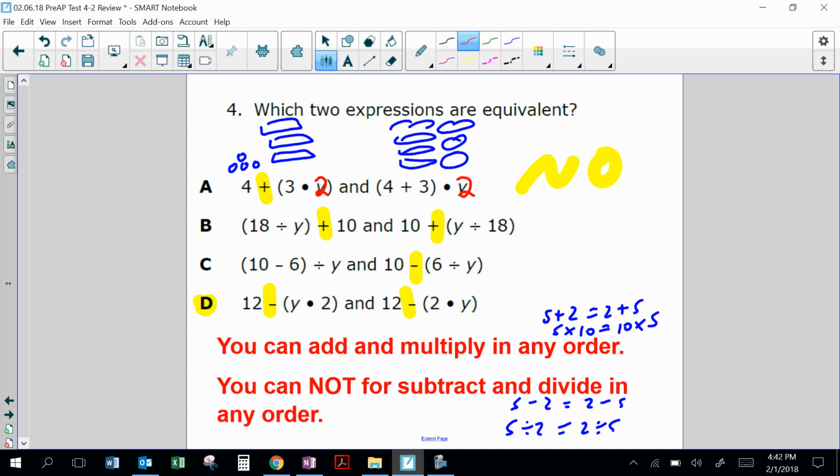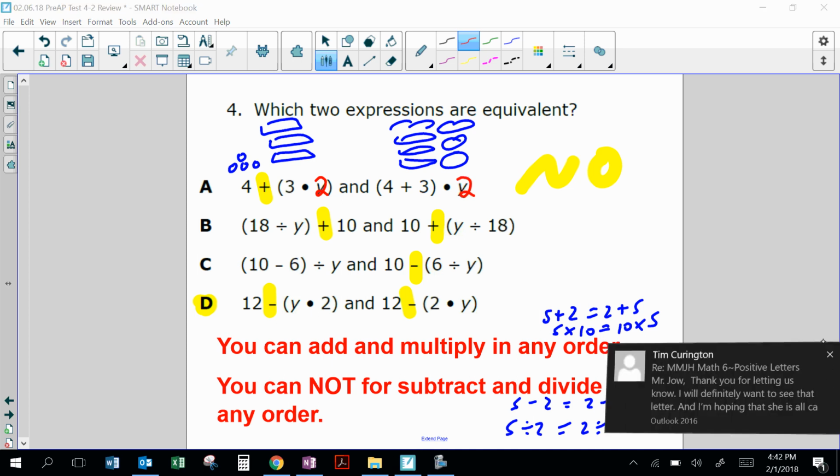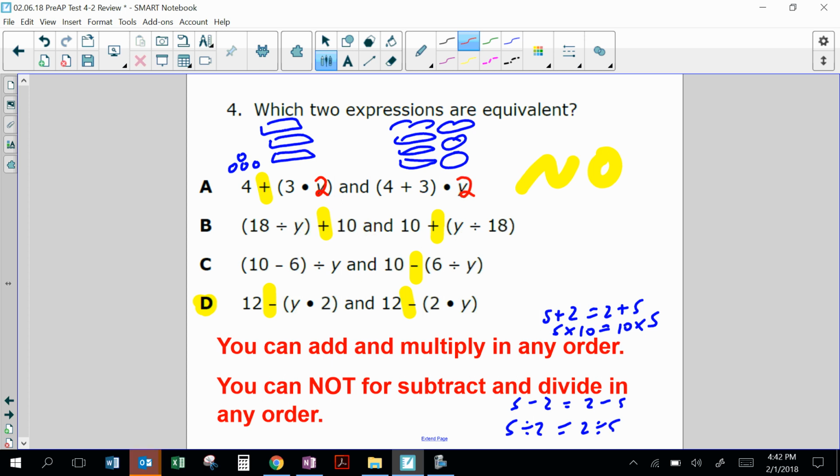Next example. 18 divided by y plus 10 units. Is it the same thing as saying 10 units plus y divided by 18? No, it's not. Because if I replace y with 18, actually it would work for 18. So that's not good. Would it work for maybe 2? 18 divided by 2 is 9. 9 plus 10 is 19. Is that the same as saying 10 plus 2 divided by 18? That would be a decimal.